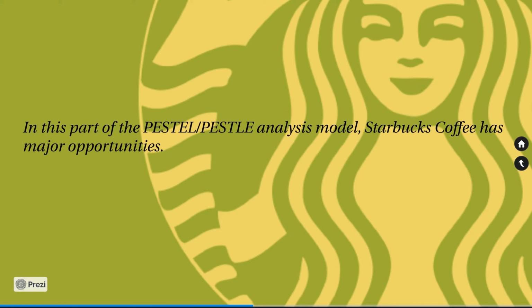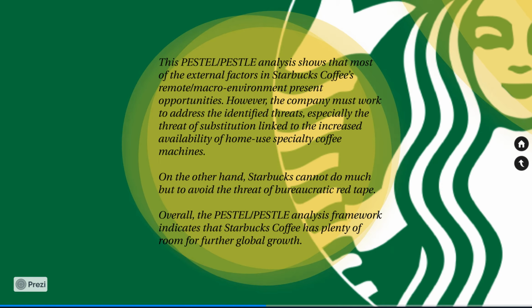In this part of the PESTLE analysis model, Starbucks coffee has major opportunities. The PESTLE analysis shows that all of the external factors in Starbucks coffee's remote microenvironment present opportunities. However, the company must work to address the identified threats, especially the threat of substitution linked to the increased availability of home-use specialty coffee machines. On the other hand, Starbucks cannot do much but avoid the threat of bureaucratic red tape. Overall, the PESTLE analysis framework indicates that Starbucks coffee has plenty of room for global growth as long as they tap into their potential and make good use of it.